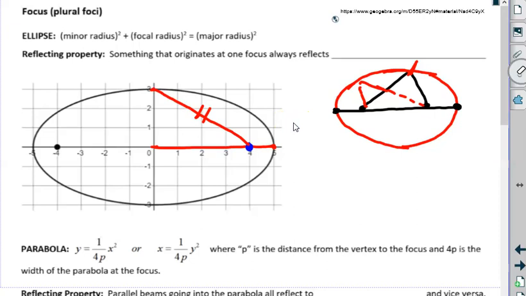If you didn't see the demonstration in class, you kind of have to take my word for that, but hopefully my explanation helped. This distance here is called the major radius. I'm going to put a capital M for this because we'll use a capital M to represent the major radius. So here's the major radius. It's the longer of the two. So this distance also would be the major radius.